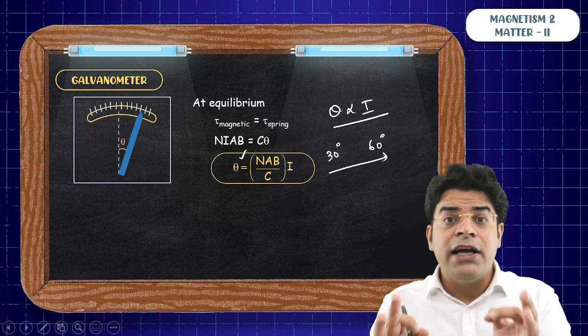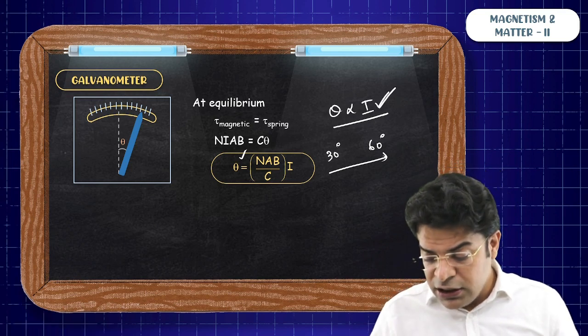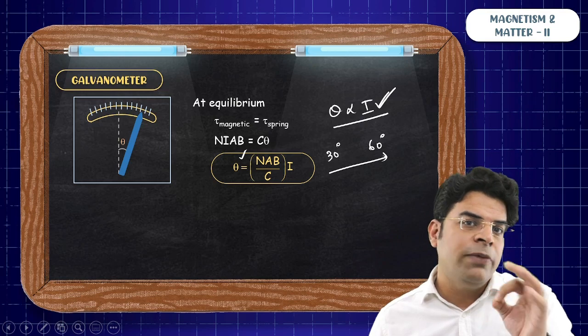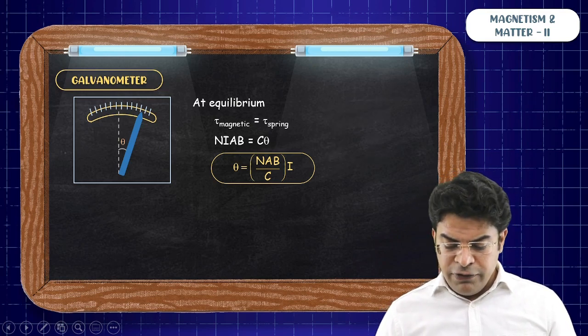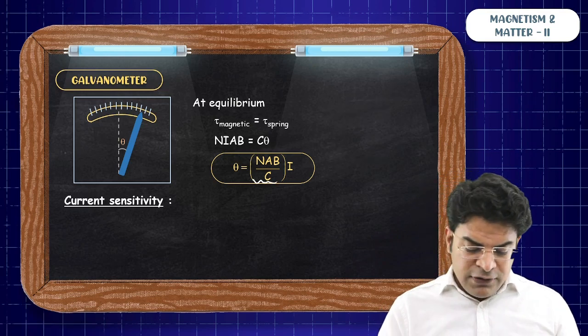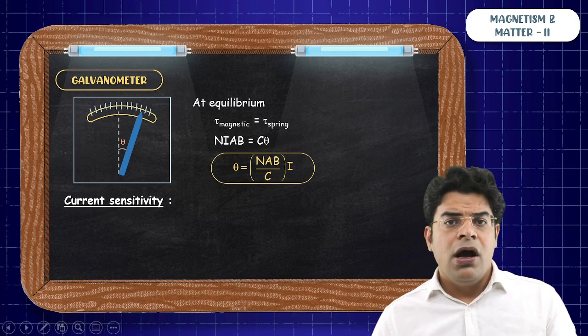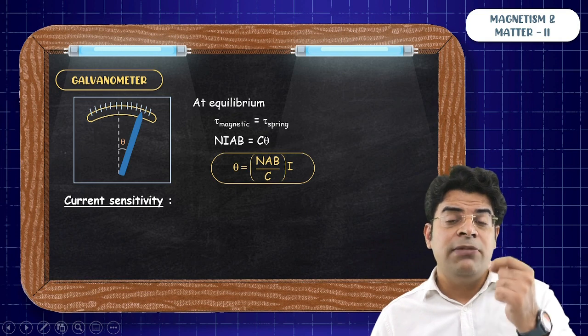And for the deflection to become double, the current in the coil should become double. In tangent galvanometer, we got that the current should become triple. Now here we will coin two terms. The first one is called current sensitivity. What is the meaning of current sensitivity? How sensitively the device measures the current.